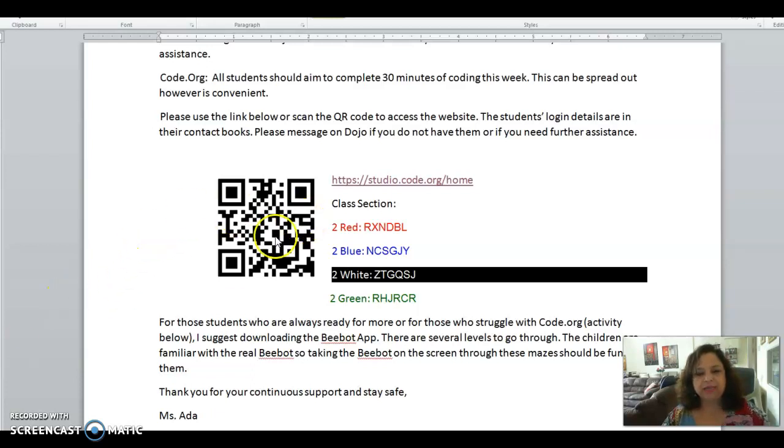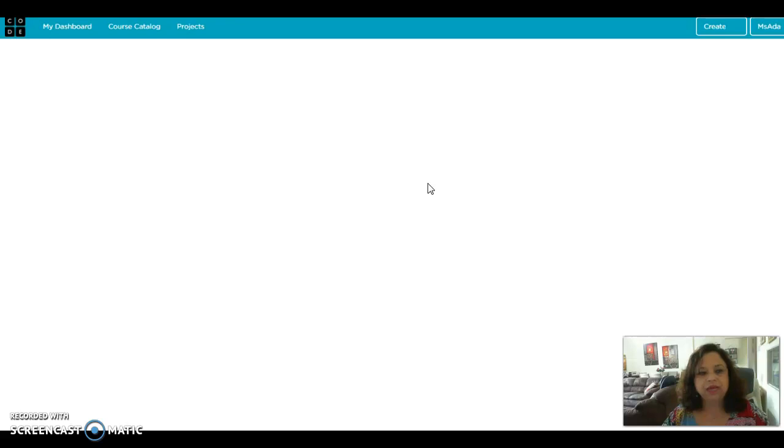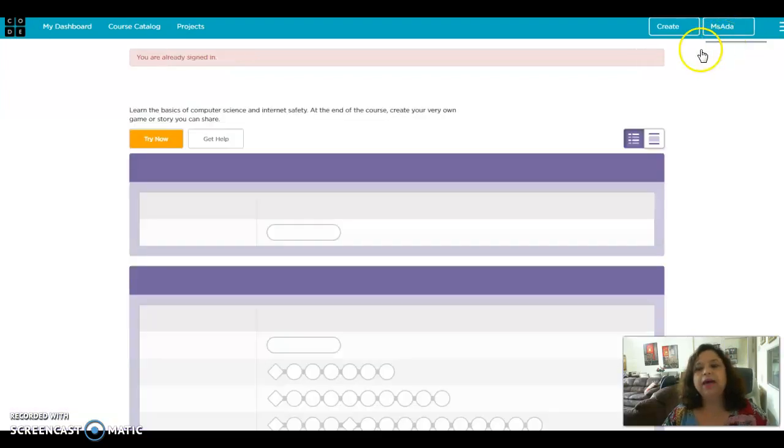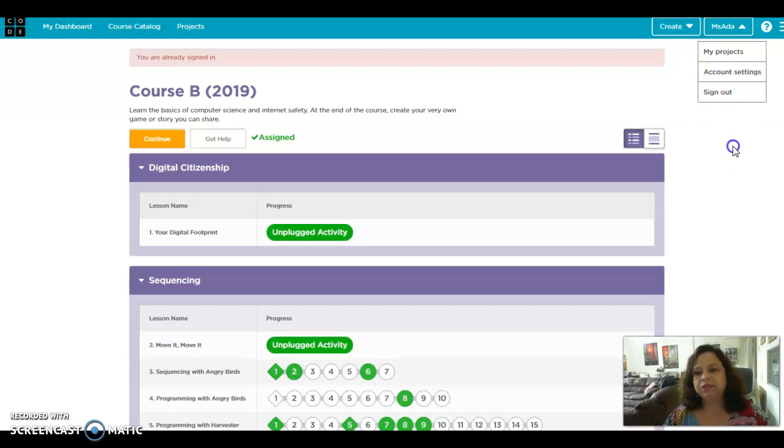So as I did before, just to show you, suppose now I go to 2 blue, I need to copy this code, yes, I need to go to the website of code.org. I'm going to log out. Let me see. Oh, it's opening in the same account that I was in year 2. So I will continue in year 2.